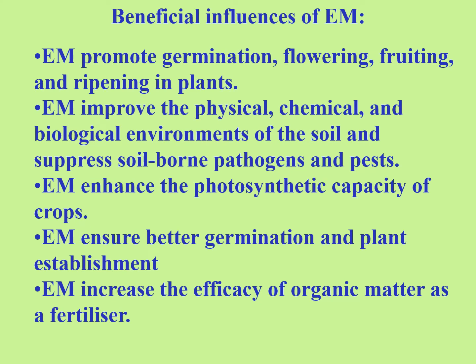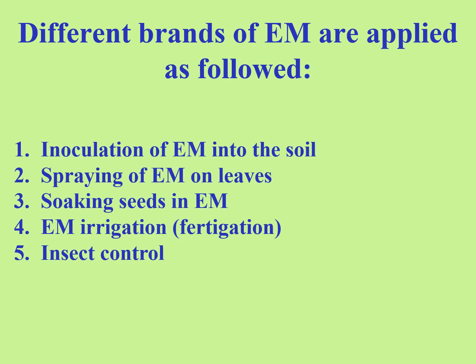Beneficial influences of EM. EM promotes germination, flowering, fruiting and ripening in plants. EM improves the physical, chemical and biological environments of the soil and suppresses soil-borne pathogens and pests. EM enhances the photosynthetic capacity of crops. EM ensures better germination and plant establishment. EM increases the efficiency of organic matter as a fertilizer. Different brands of EM are applied as follows: inoculation of EM into the soil, spraying of EM on leaves, soaking seeds in EM, EM irrigation, fertigation, insect control by EM5.